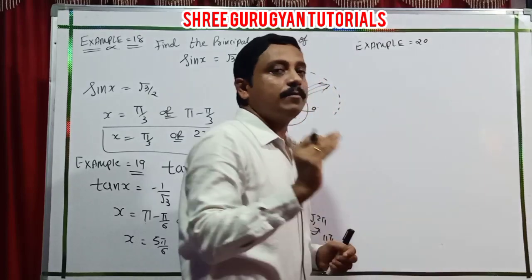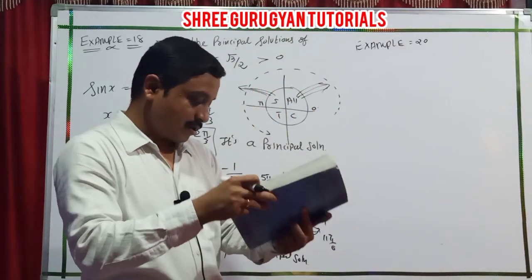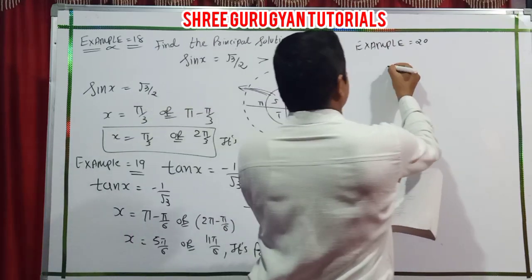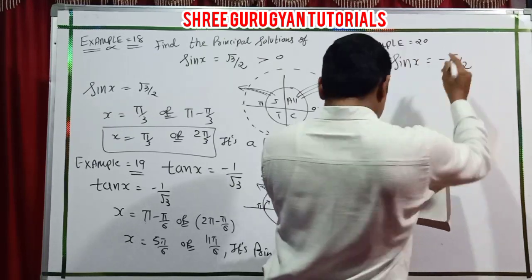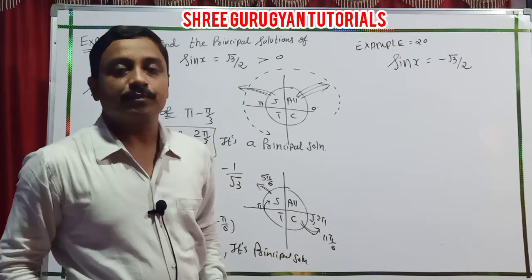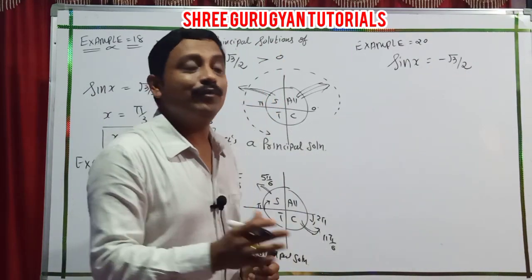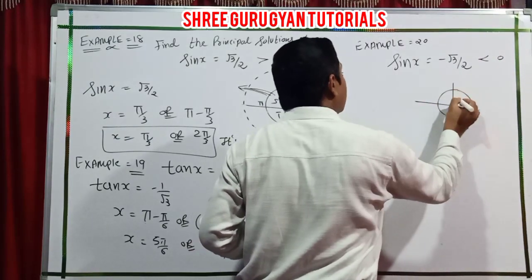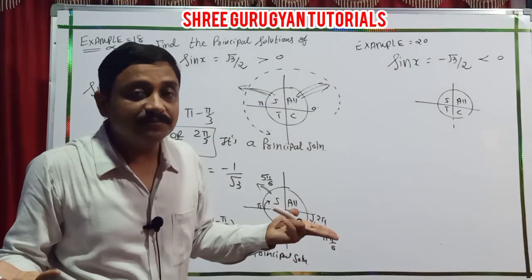This is also a very simple and easy question, students. Example 20: find the solutions of sin x equals minus root 3 by 2. Students, this solution is very easy. First of all, sin x is negative, so I just draw our unit circle with the ASTC rule.